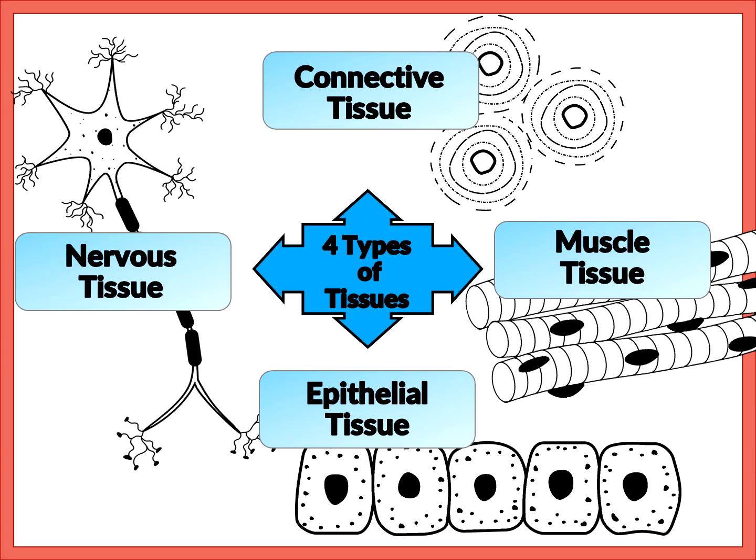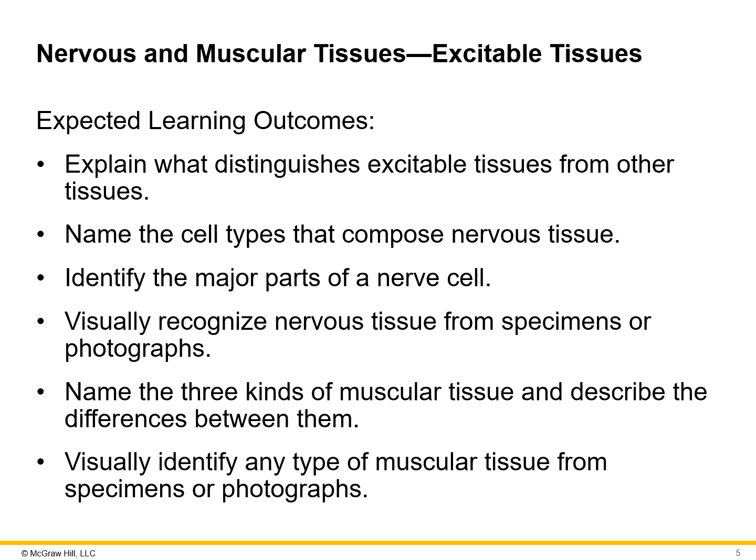Right? So the last two types of tissue, we already talked all about epithelial tissue, many lessons on connective tissue. So this one will encompass both muscle and nervous tissue. So we'll talk about these together because they are both excitable tissues. So we'll learn about what distinguishes an excitable tissue from the other types of tissues. We'll talk about the cell types that make up the nervous tissue, as well as the different types of muscular tissue. And then we'll talk about the differences between them and visually identify the nervous tissue and the muscular tissue.